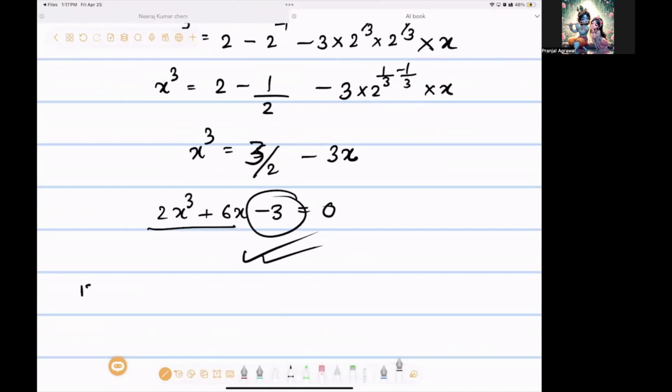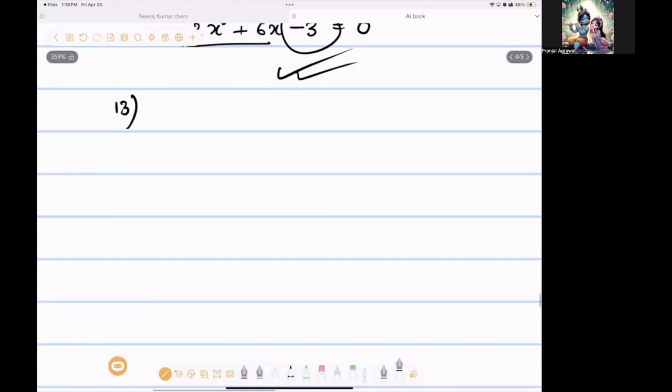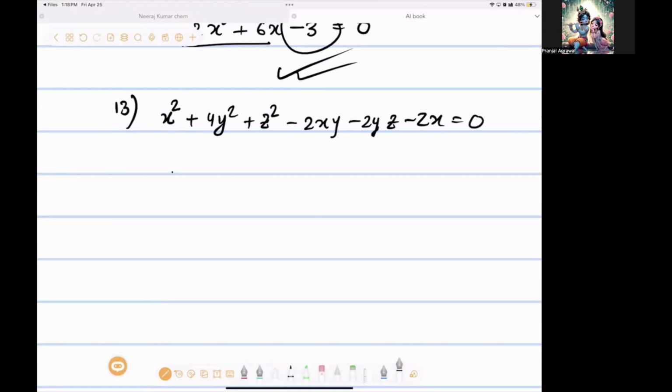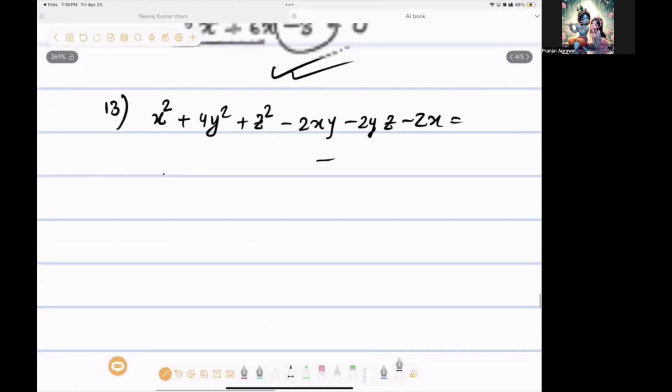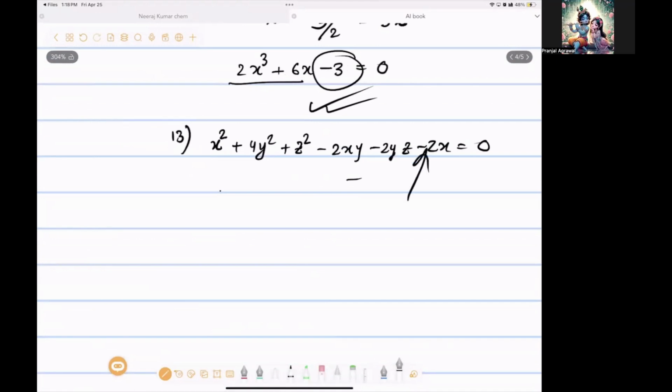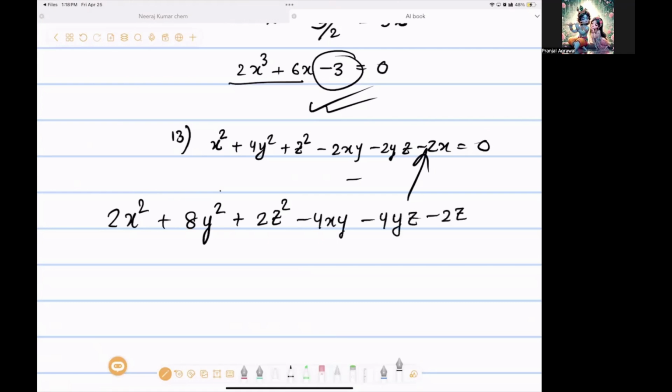Now question number 13. So 13 is C, x square plus 4y square plus z square minus 2xy minus 2yz minus zx is equal to 0. See here, what is the motivation? Everything was with 2, but we saw that this zx was not with 2. So better we multiply everything with 2, because then we'll be able to complete the square. Otherwise, completion of square will not be possible. That's how the motivation was to multiply with 2. And now try to complete the square.